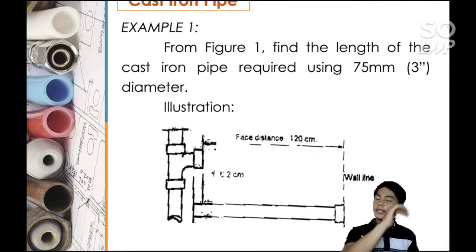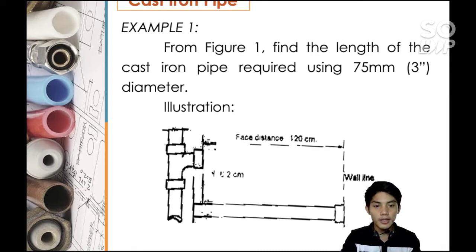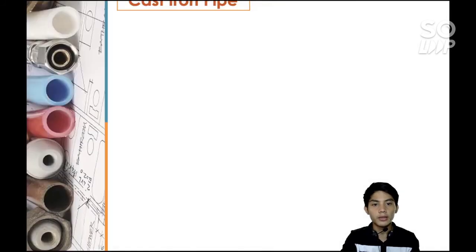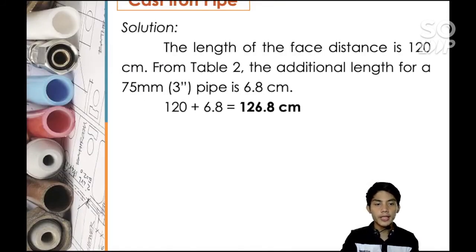So this is example number 1. From Figure 1, find the length of the cast iron pipe required using 75 millimeter, 3-inch diameter. So this is the illustration. Then let's move on to how to solve it. The solution: the length of the face distance is 120 centimeters. From Table 2, the additional length for a 75 millimeter, 3-inch pipe is 6.8 centimeters. So we have 120 plus 6.8 equals 126.8 centimeters.